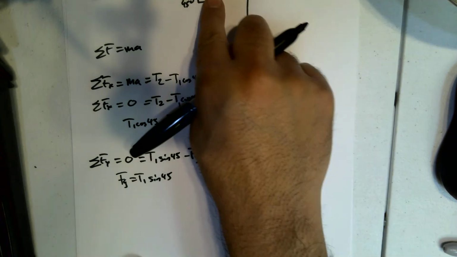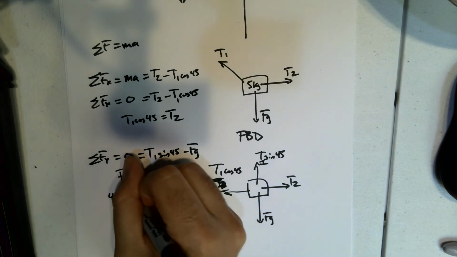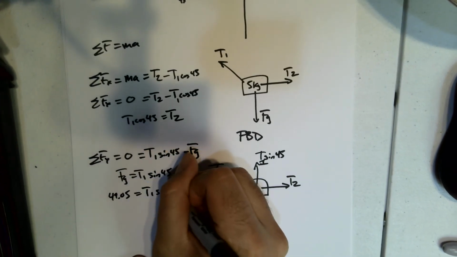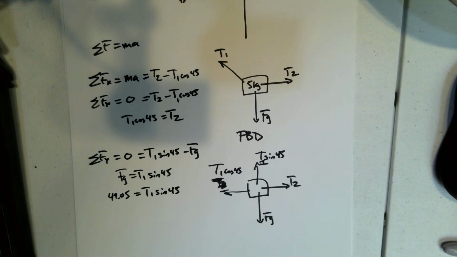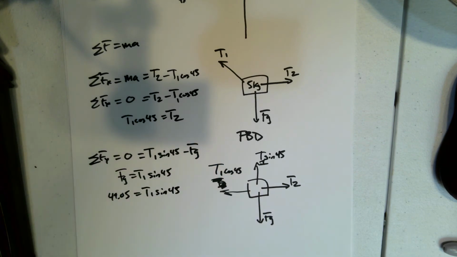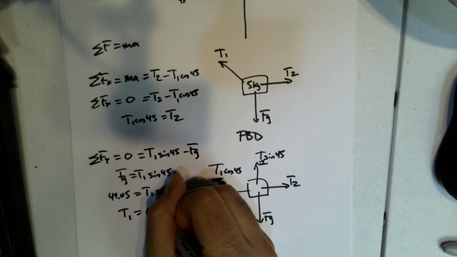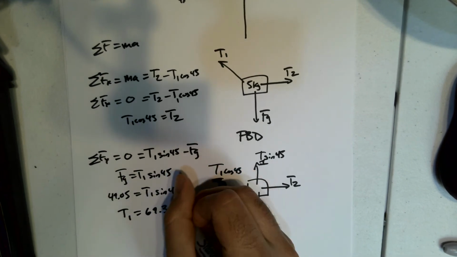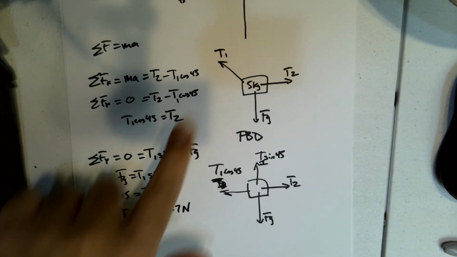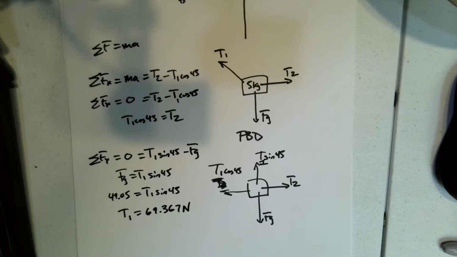The force of gravity would be 5 times 9.81, 49.05 equals T1 times sine 45. So I'm going to divide 49.05 by sine 45, and that gives me, nope, I multiplied. Divide, please. A T1 value of 69.367 newtons. Now what I literally did was calculate T1, not its component, T1, 69.367 newtons. So I actually know what that force is right now.